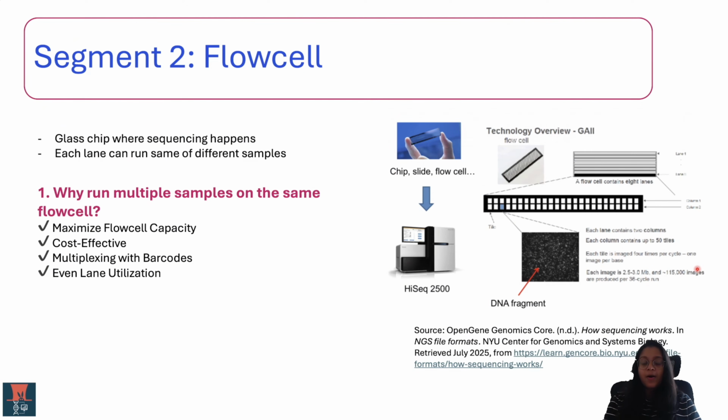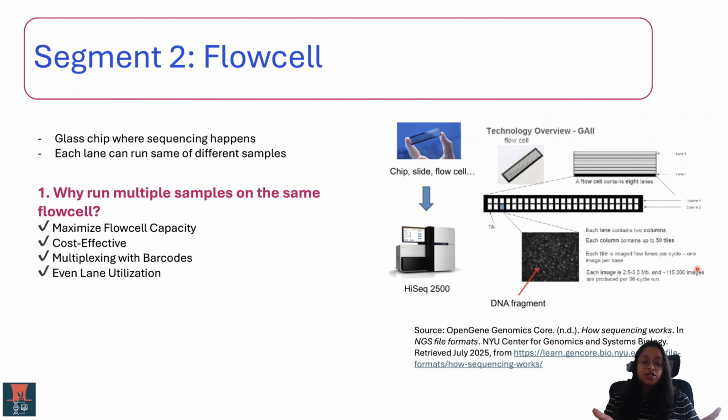There are a couple of reasons you would want to do that. One could be maximizing flow cell capacity. Modern sequencers have high throughput. If a single sample doesn't need the entire capacity, multiple samples can run together to maximize its use and reduce the cost per sample. In addition, pooling multiple samples on the same flow cell allows a shared sequencing run, which is more economical than running one sample per flow cell.